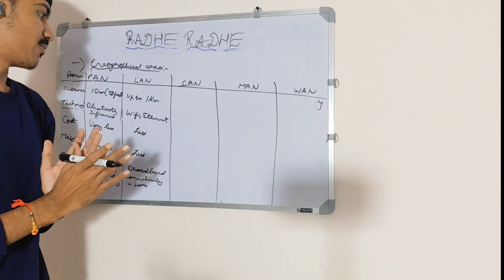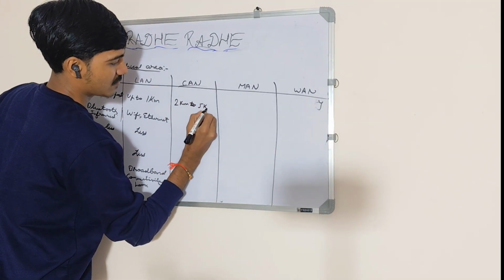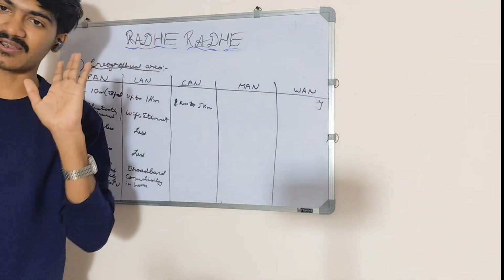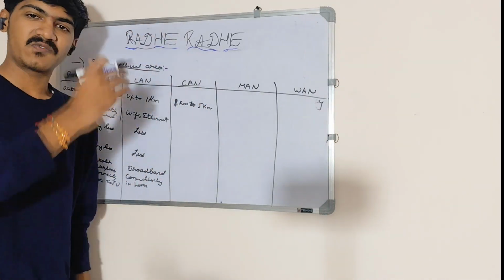Now, what is the distance? You can consider 1 kilometer to 5 kilometers as the distance of a campus. You know, there are many large campuses in India. They range up to 5 kilometers.